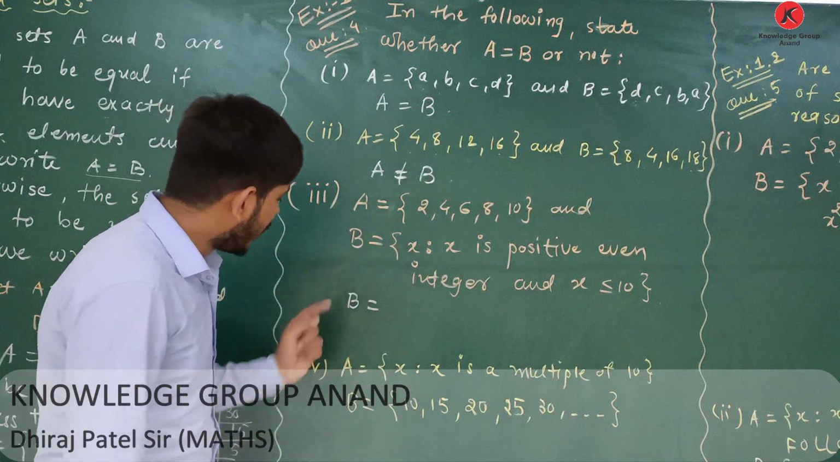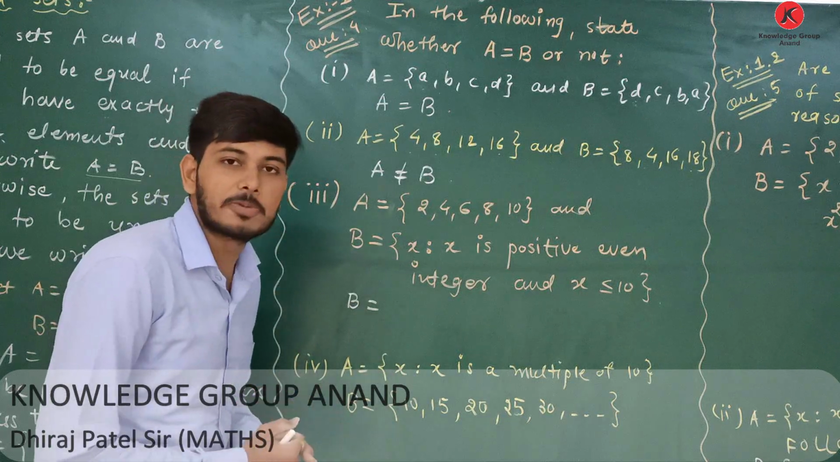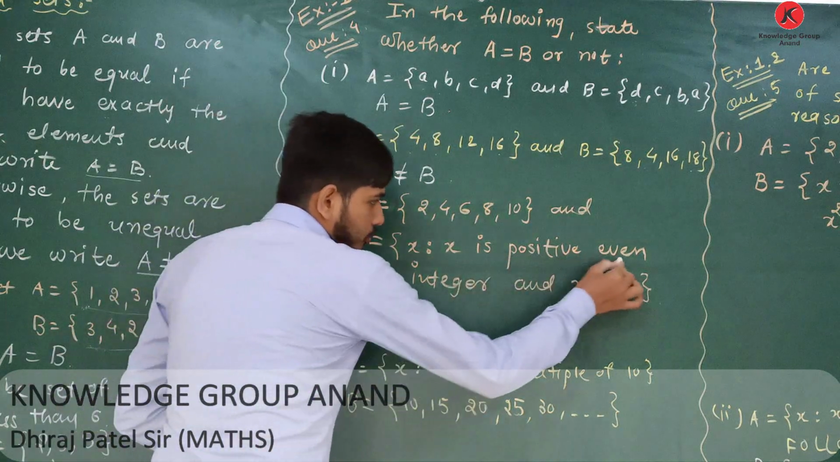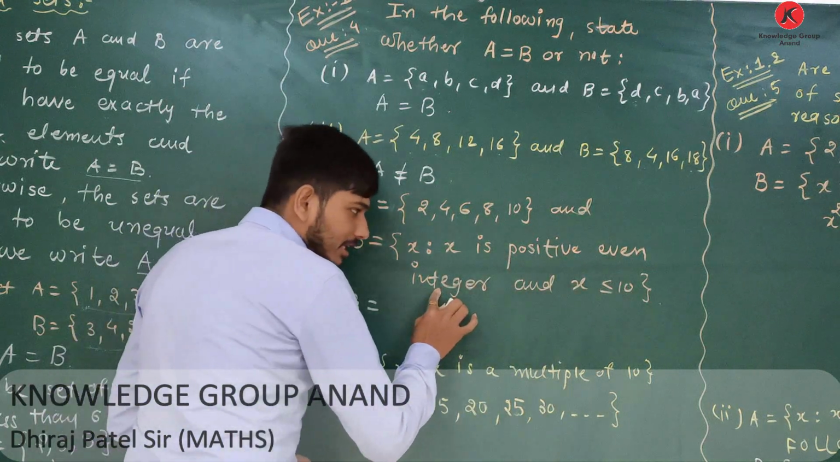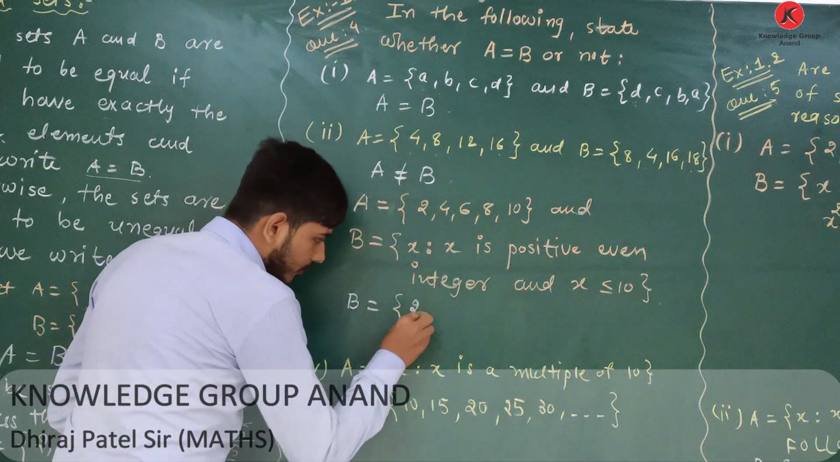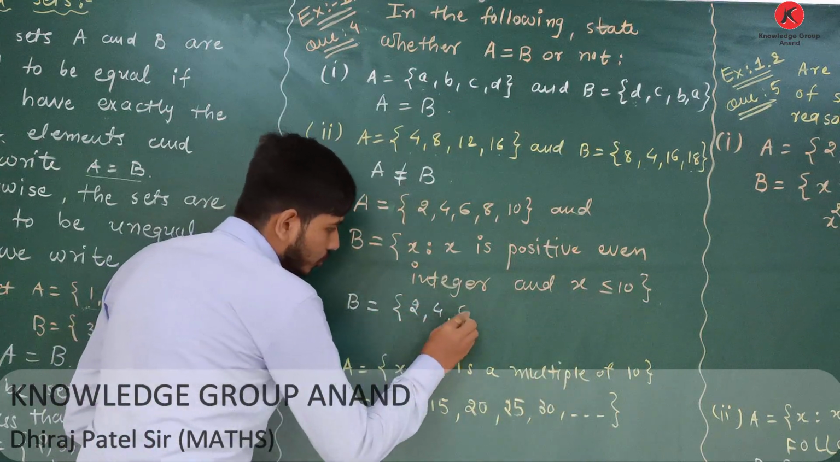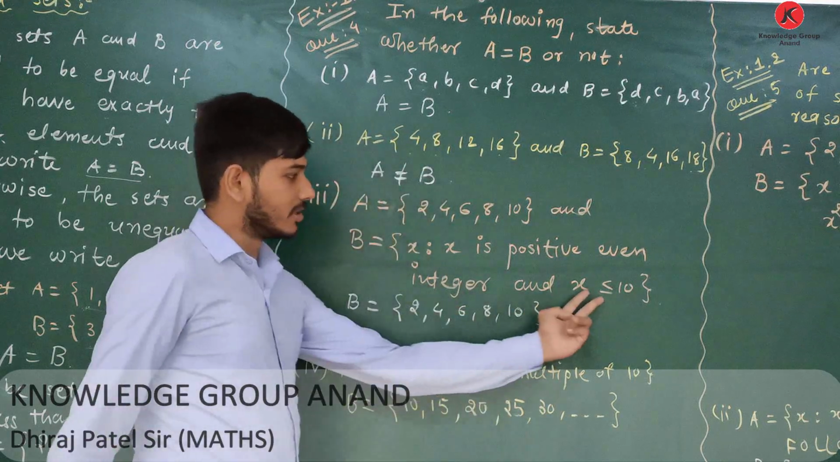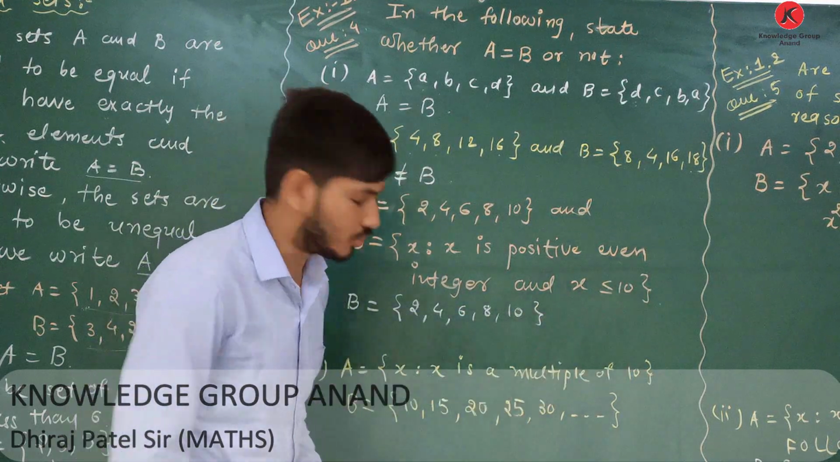So the roster form of set B, the list of elements of set B: X is a positive even integer and less than or equal to 10. Therefore, the elements are 2, 4, 6, 8, 10. Stop, because the condition is X less than or equal to 10.